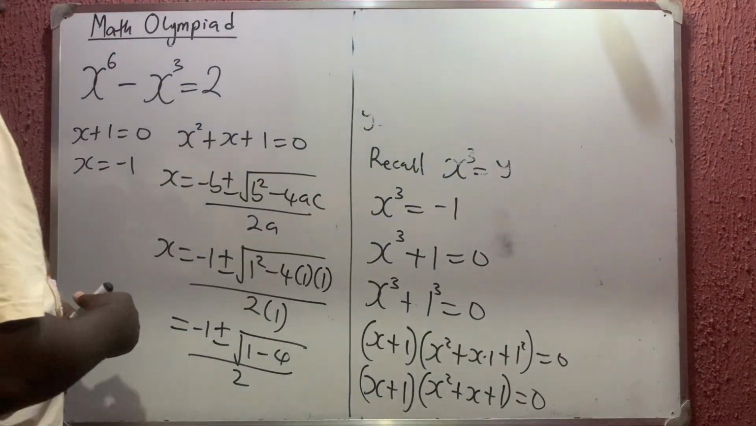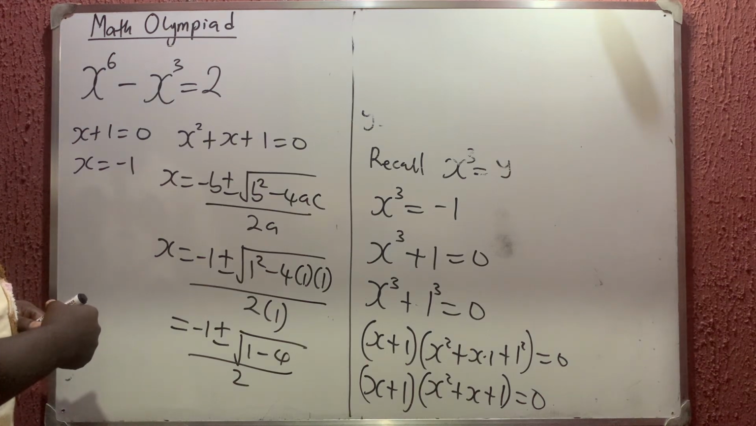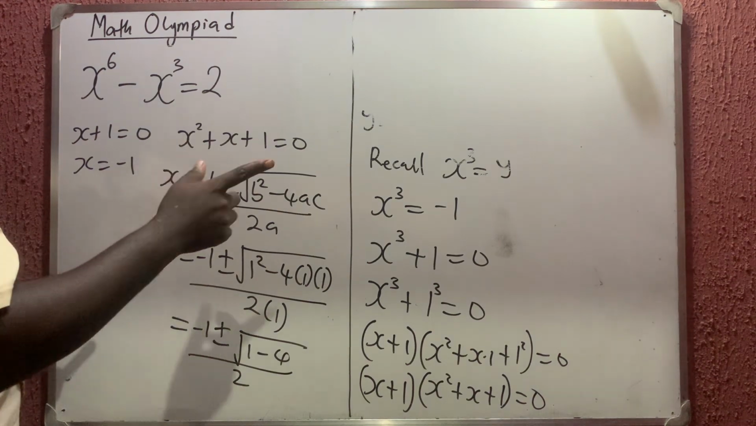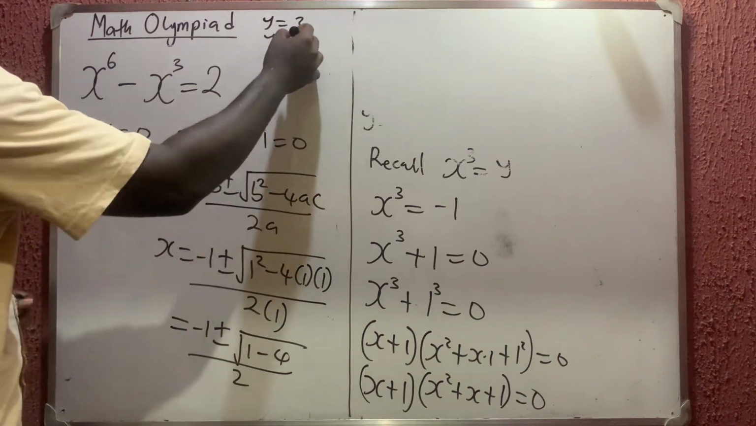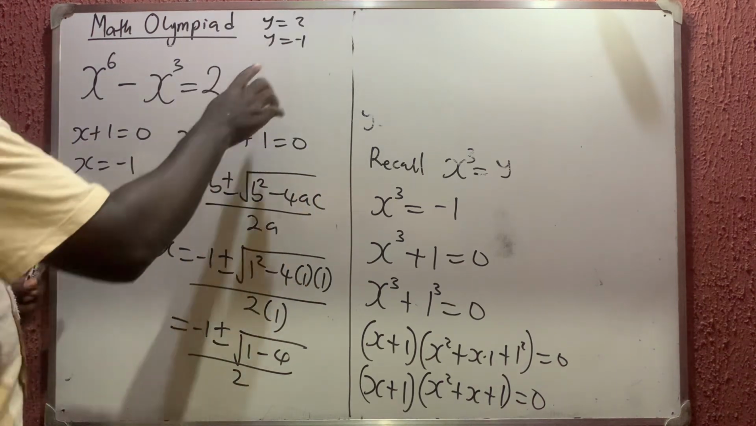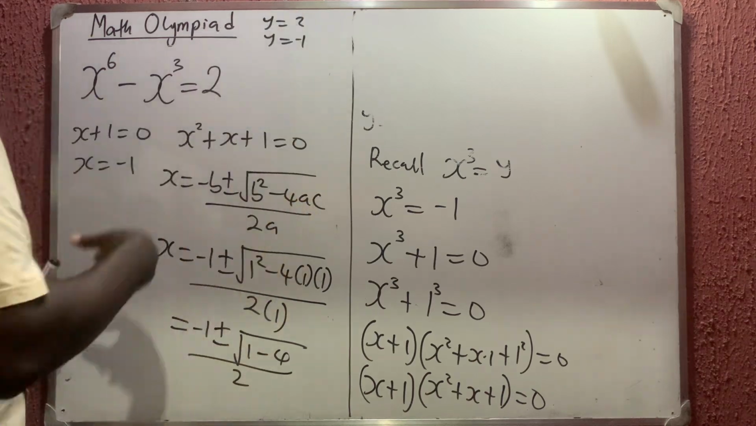So we got 2 and 1, right? We got that y is equal to 2 and y is equal to 1 and minus 1. Please, let's not forget. We are still in this first case. We have not gotten to the second case.